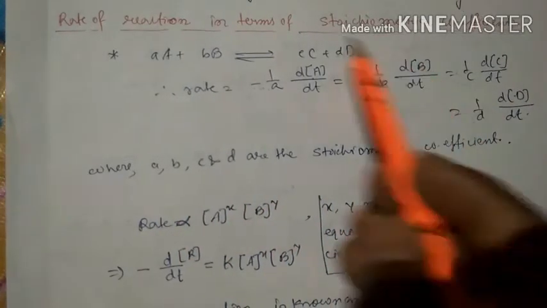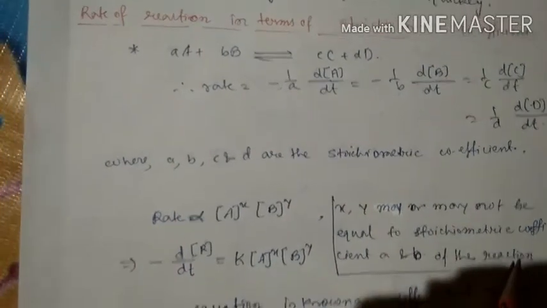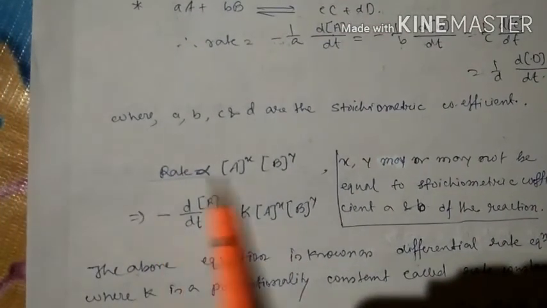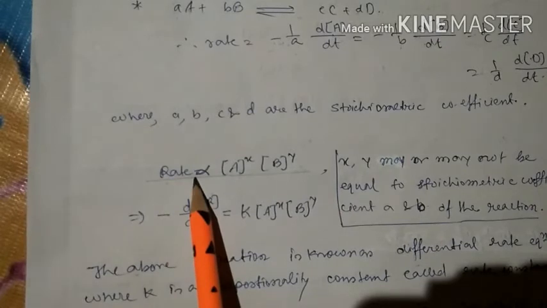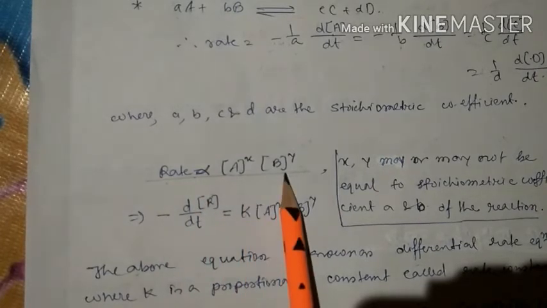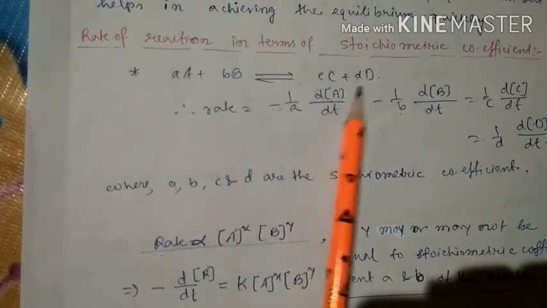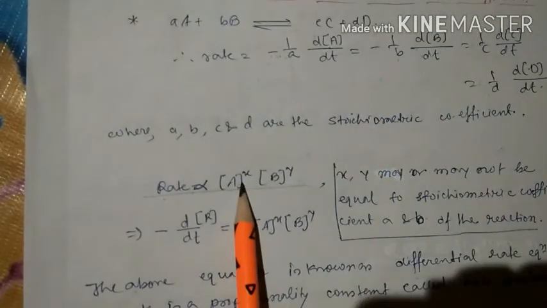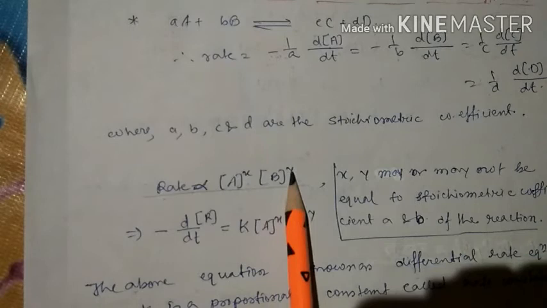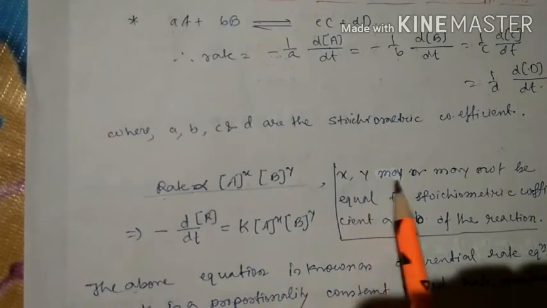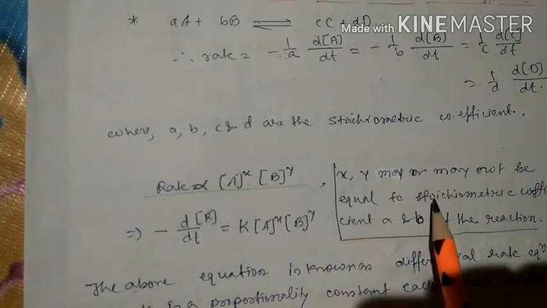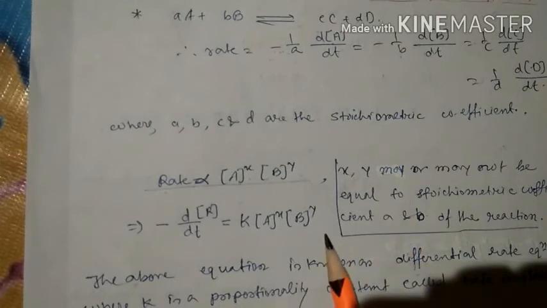It is in stoichiometric definitions, but actually rate is defined as proportional to the concentration of the reactants. Suppose in these reactions A and B react to produce C and D. Here the concentration of A to the power X, concentration of B to the power Y, where X and Y may or may not be equal to the stoichiometric coefficients small a and small b of the reaction.